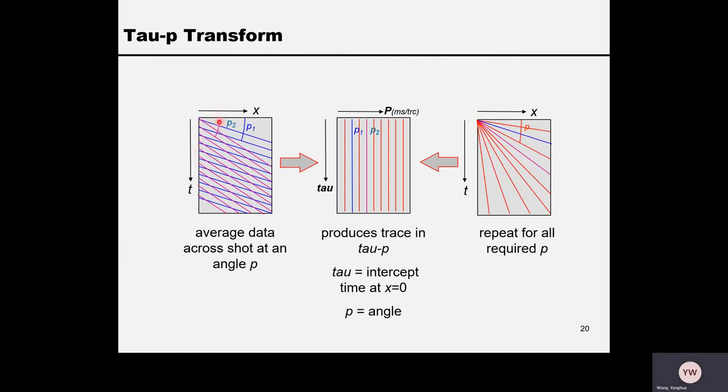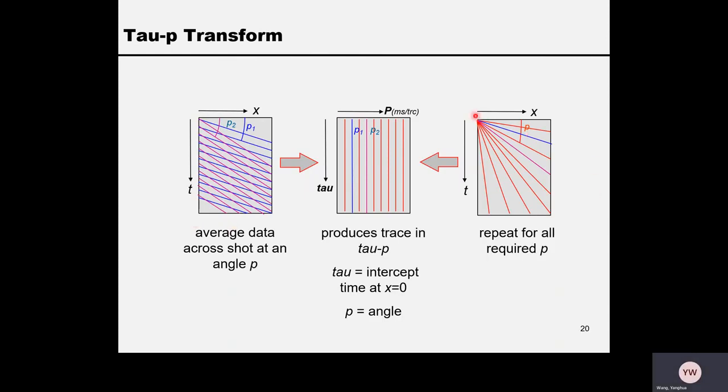And for a different P, P2, you have a P2 here. You do the identical thing. You sum all the energy along the straight line, and you put the total energy into position tau. So this is a tau-P trace. That's one way. So you use the constant P, scan all the data, and put it on the top left. This is one way to do that.